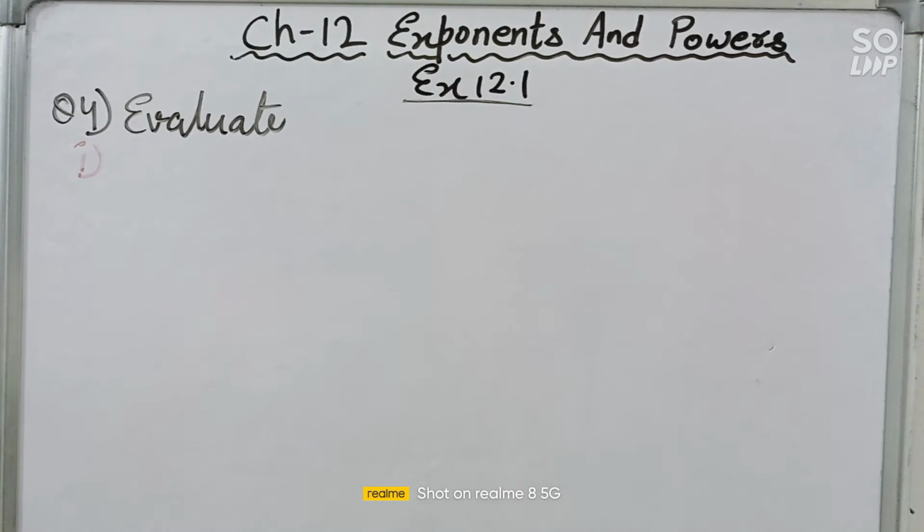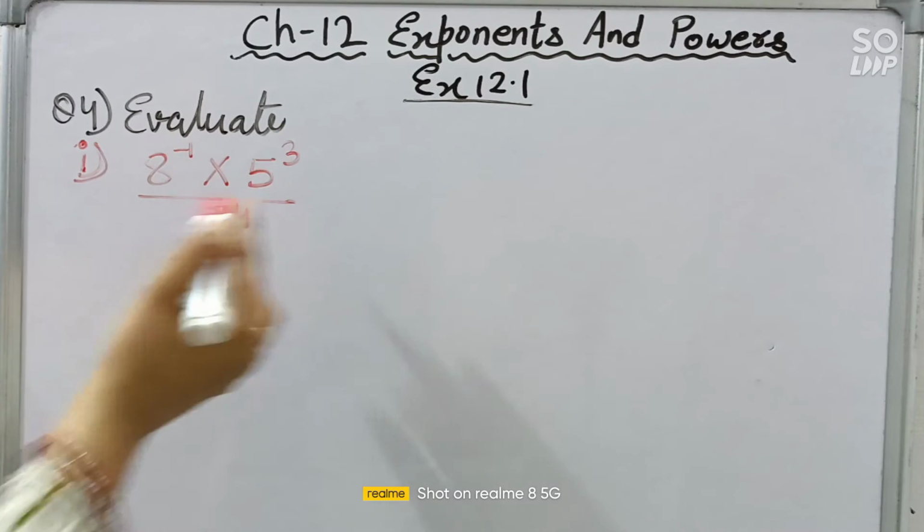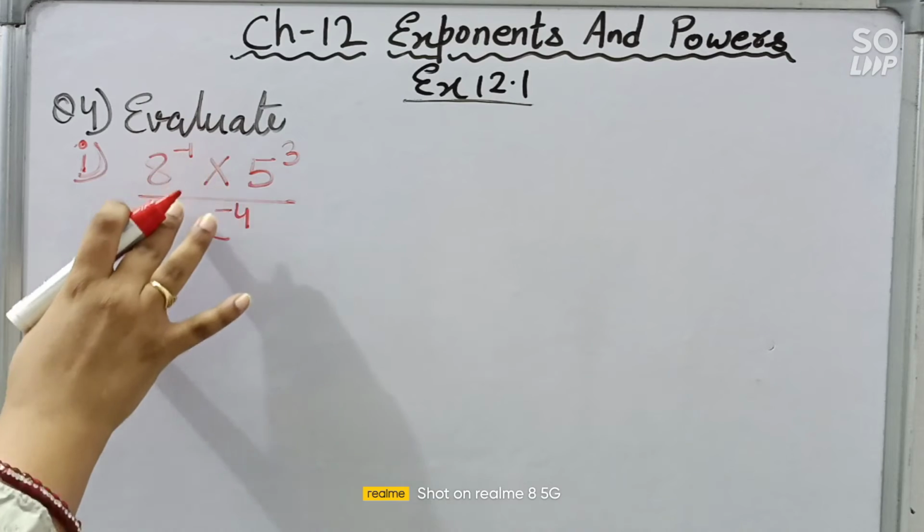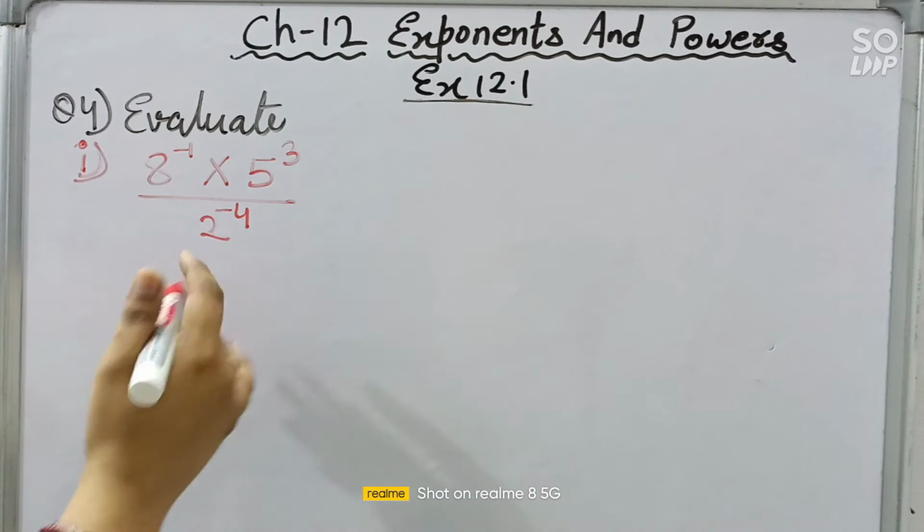First part is 8 raised to the power minus 1 multiplied with 5 raised to the power 3 whole upon 2 raised to the power minus 4. Here we can see bases are also different and exponents are also different. So we can simply find out the values for their exponent powers and then we will calculate.